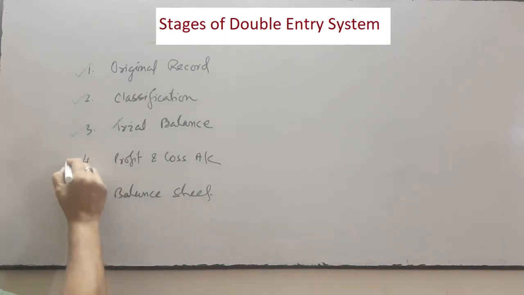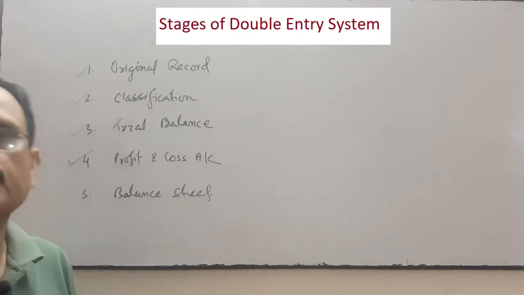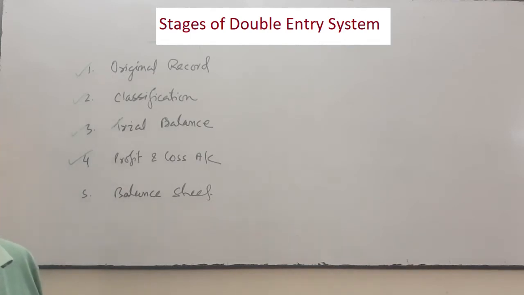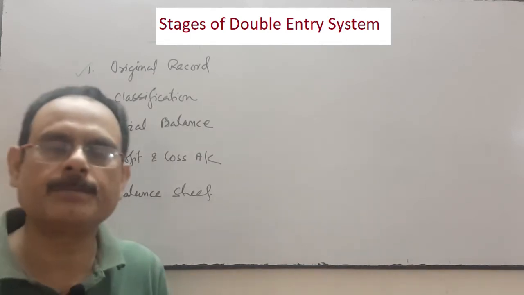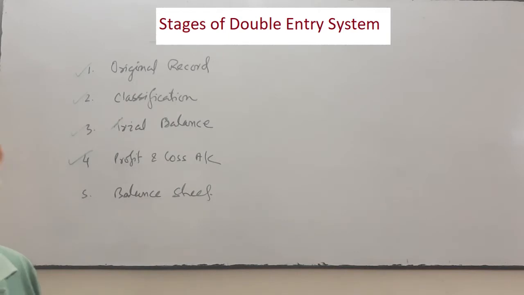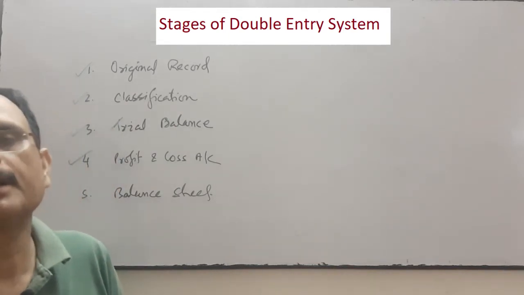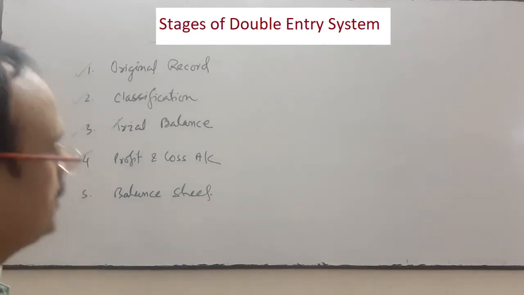After trial balance, to know the income or gain, the profit or loss of the business, we prepare profit and loss account or trading and profit and loss account. If it is a trading business, then we prepare trading and profit and loss account, and if it is a manufacturing business, then we prepare the profit and loss account only.